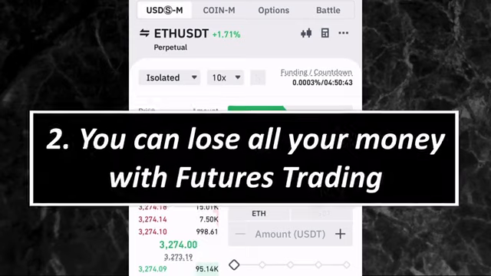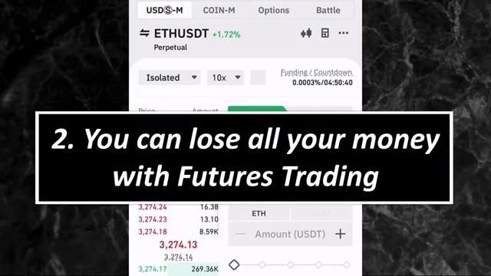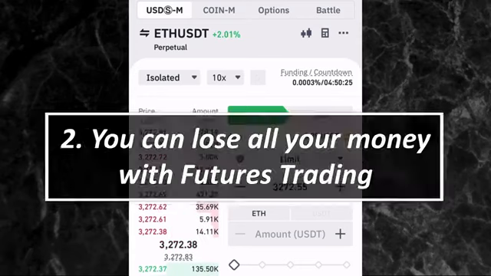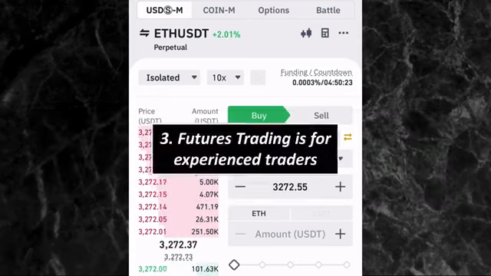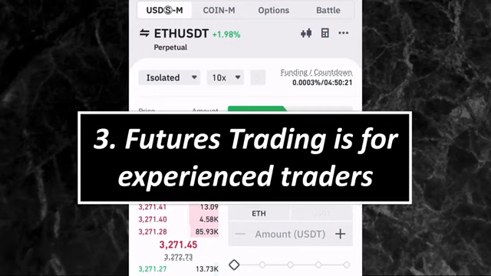Number two is you can lose all of your money with futures trading. And that is why I always tell people that you need to be careful before you go into futures trading. You need to know what you are doing. It is not something that you just go there to play. And I always tell people that you need to be conversant with spot trading before you can go into futures trading.